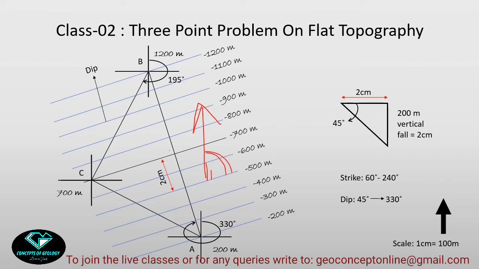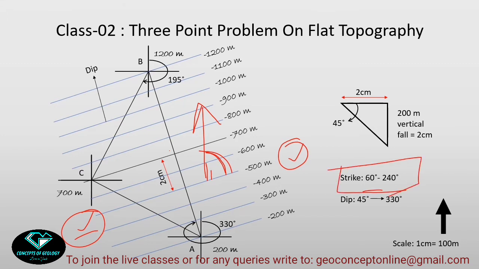Okay, to find out the orientation of the contour line on this end. After having this end orientation, I will have the orientation on this end also. How? This end will have a 180 degree difference. If you construct this diagram in your copy, you will find that this angle will be 60 degree and this angle will be 240 degree. So the strike of this coal seam is 60 degree by 240 degree.